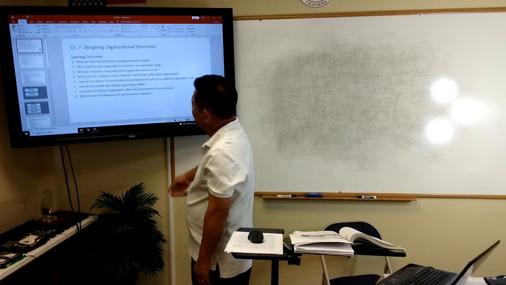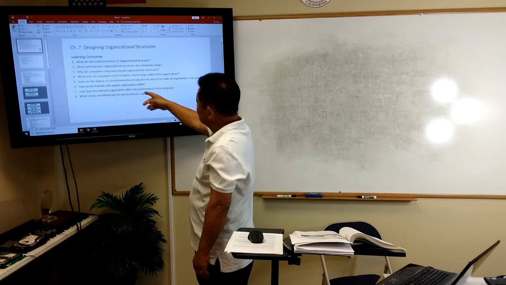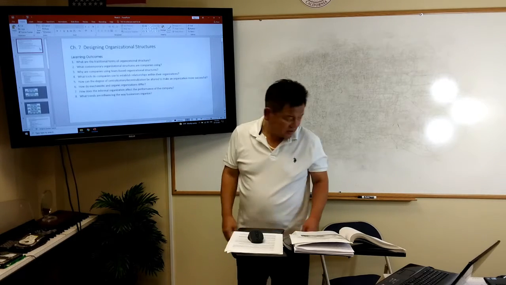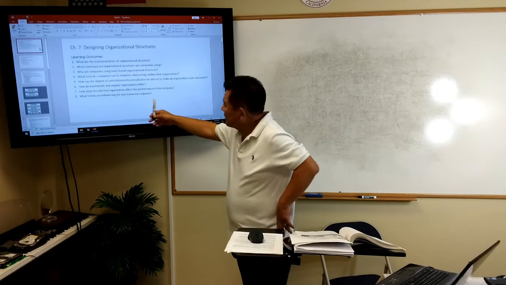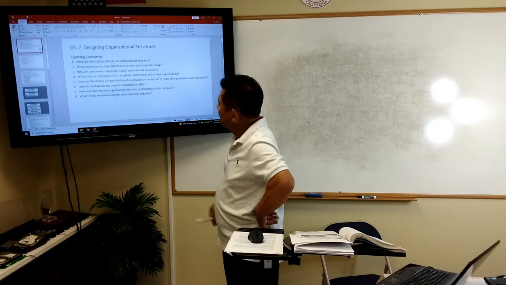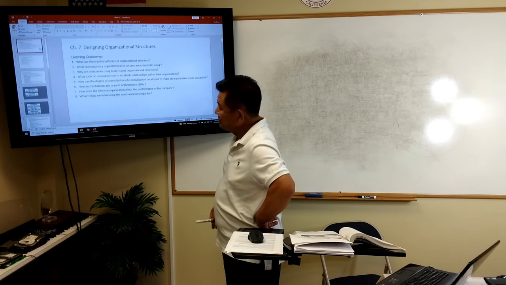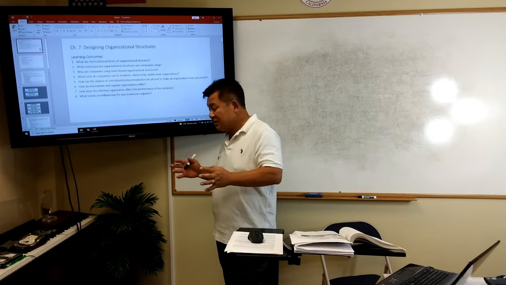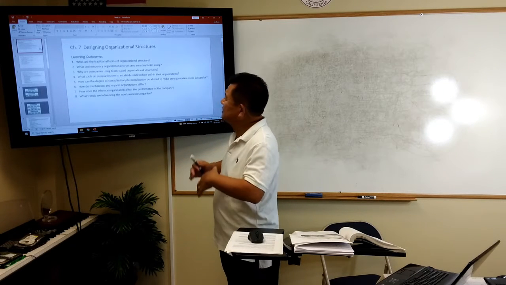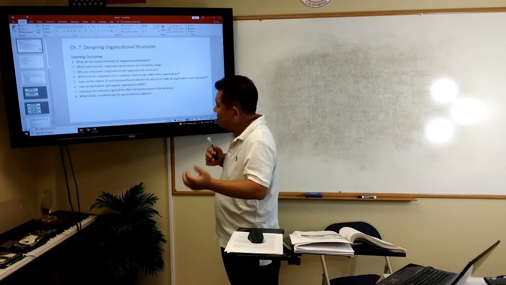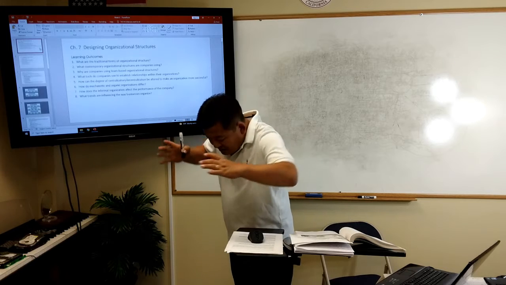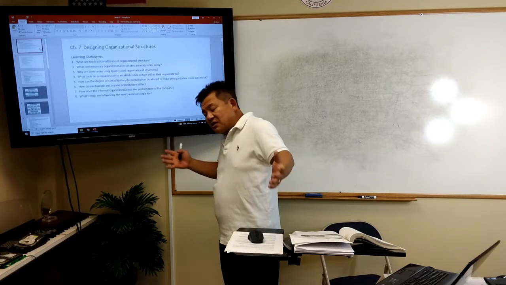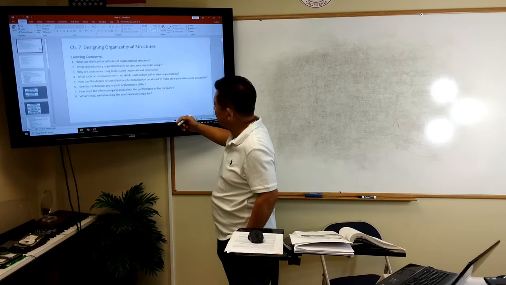Why are they using that? Number 4 is what tools do companies use to establish relationships within their organizations? It means what kind of tools the company uses for establishing relationships within the organization. And number 5, how can the degree of centralization or decentralization be altered to make an organization more successful? Most companies need a successful organization, so they use the degree of centralization or decentralization. In some cases centralizing is better, in some cases decentralizing is better for a successful organization.